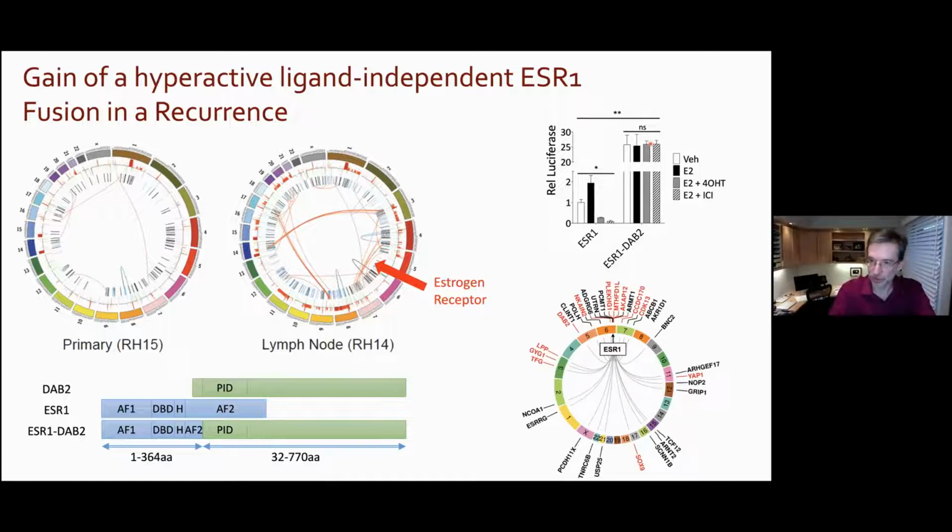As I said right at the start, these fusions are very hard to detect. The technologies to detect them are still challenging, but we've now detected many of them, and others. The red ones are from our group, the black ones from other groups. And you can see these estrogen receptor fusions are recurrent, particularly in endocrine-resistant, advanced, and metastatic breast cancers.